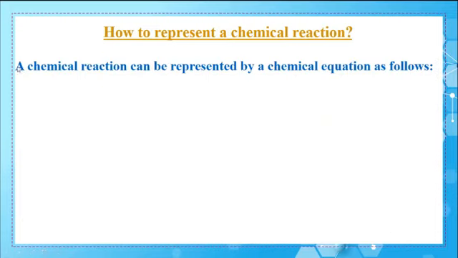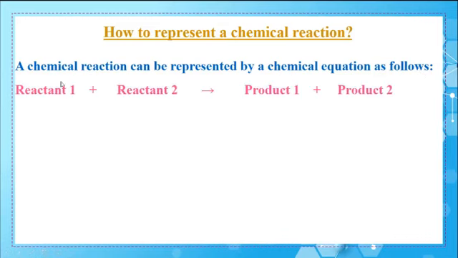This is known as a chemical equation. A chemical reaction can be represented by a chemical equation as follows. I write the names of the reactants first, placing a plus between them as you see, then draw an arrow. After that, I write the names of the products, also drawing a plus between them. The plus between the reactants means reacts, while the arrow means give.